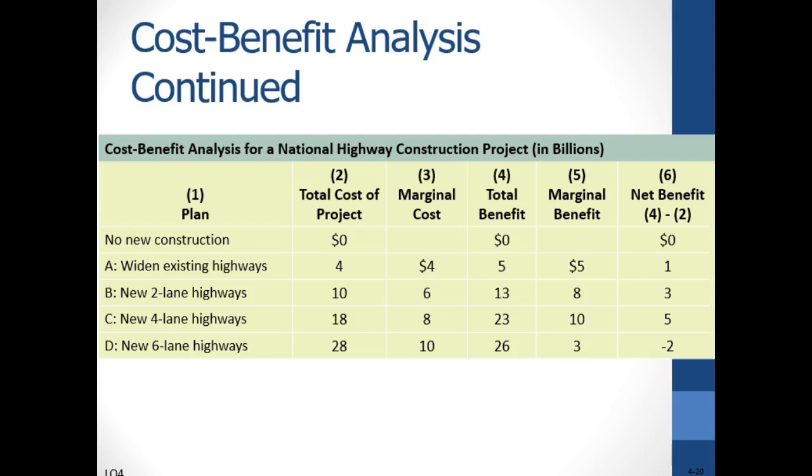In this case, Plan C, building a new 4-lane highway, is the best plan. Plans A and B are too modest. The marginal benefit exceeds the marginal cost, and there is a better option. Plan D's marginal cost of 10 billion exceeds the marginal benefit of 3 billion and therefore cannot be justified. It over-allocates resources to the project.